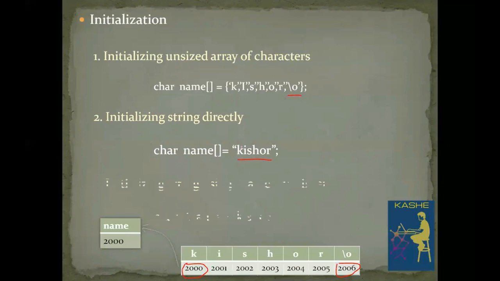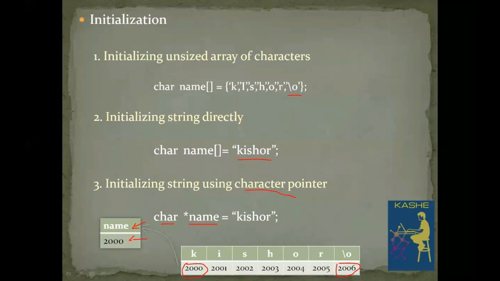And the third one is initializing a string using a character pointer. Here I am taking a character pointer. See, now the name is a pointer variable of character type. Then I am initializing that character pointer with the string. Then automatically the same thing will happen. I already mentioned that whatever name we have given for the character array, that is associated with the address of the first character. So in this way also we can initialize the string variable.